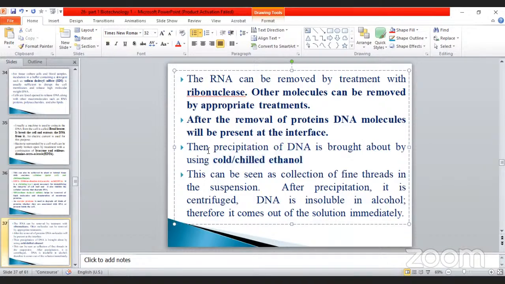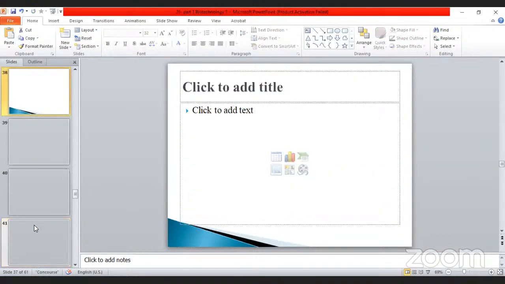How will you identify the DNA molecule from the other components? With the help of chilled ethanol. This is very, very important. Cold or chilled ethanol is very important for the precipitation of the DNA molecule from the sample. After that, it can be seen as a collection of fine threads in the suspension. After precipitation, it is centrifuged. DNA is insoluble in alcohol. Therefore, it comes out of the solution immediately. So this is very, very important: how the DNA molecules are isolated.